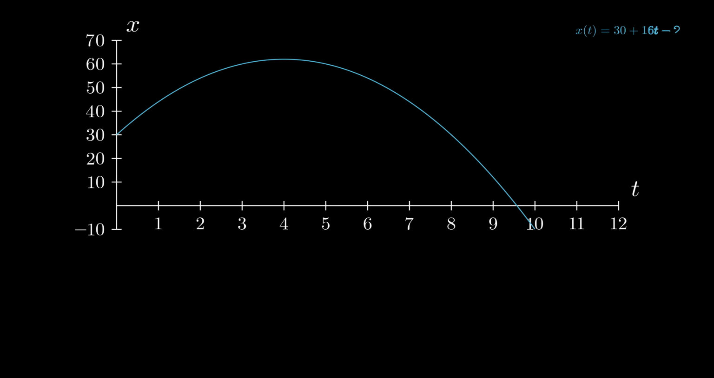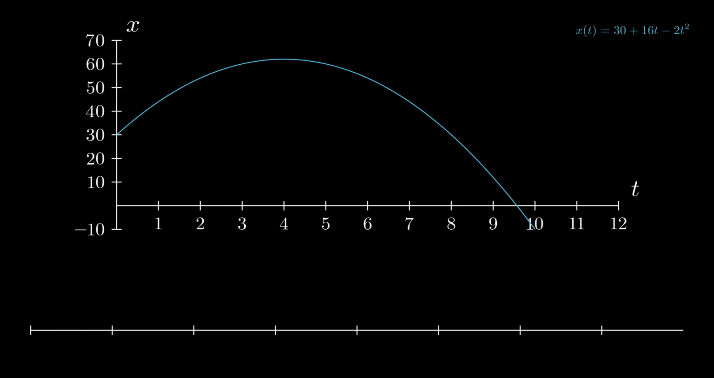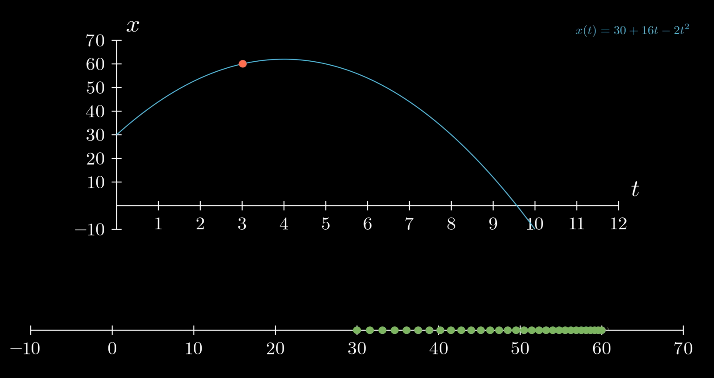Consider a particle that moves along a line with a position function x of t equals 30 plus 16t minus 2t squared. This function tells us how the position of the particle changes with time. We can see this change on a position-time graph as shown at the top. The graph shows the value of x at any time.